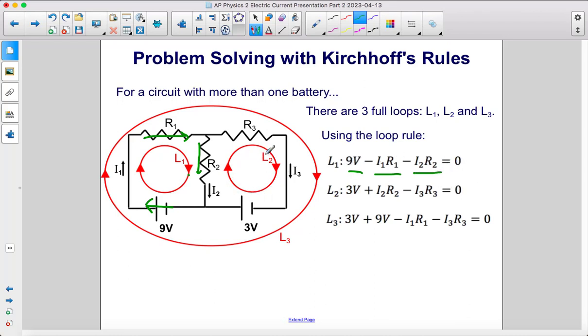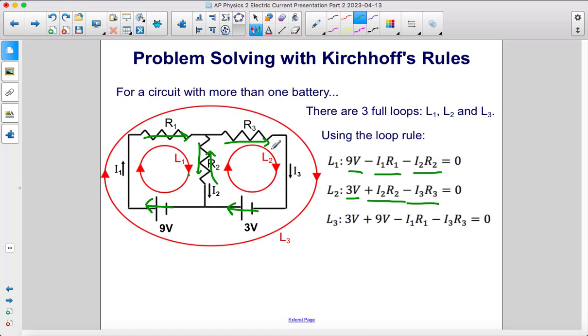In our second loop, we start by going through our battery this way, and that will be positive 3 volts. Then we go up against the direction of current. That's why this term is going to be positive, I2 R2. Then we go through R3 in the direction of the current. That's why it's negative. Those have to add up to 0.